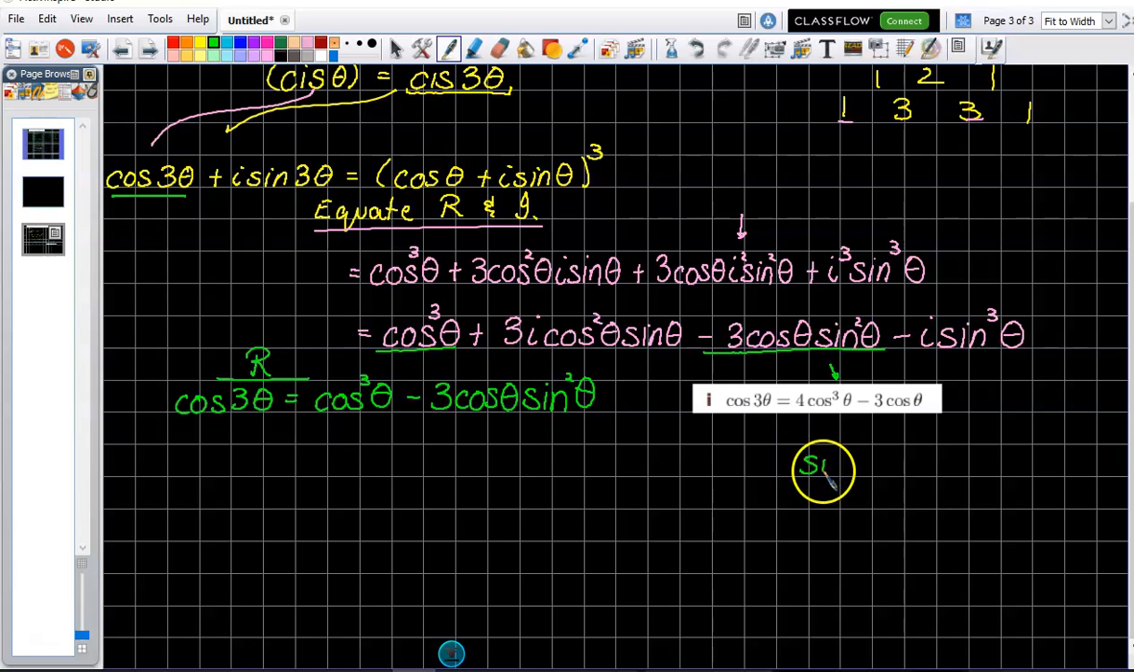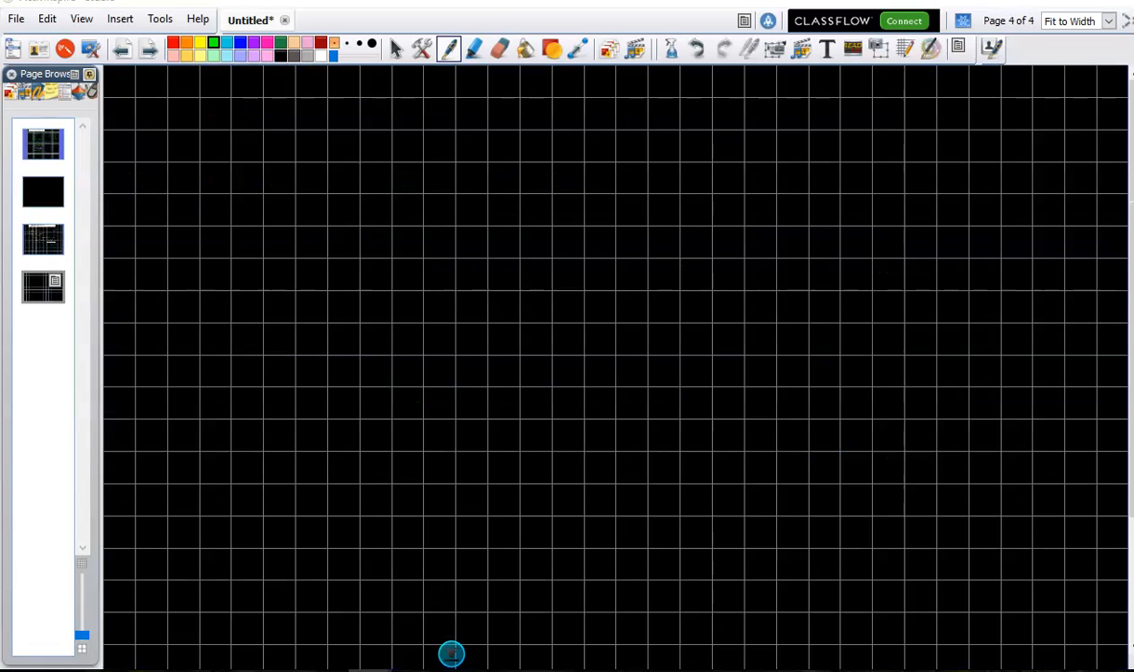Thank you. Sine squared plus cos squared equals 1. So what can we replace sine squared with? 1 minus cos squared. So can you do it? See if we get that. Then you're going to equate the imaginary. See how that goes.